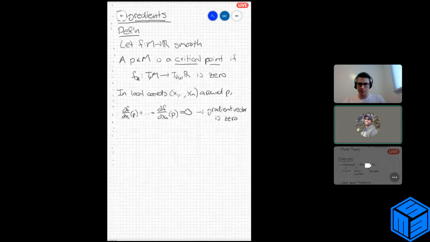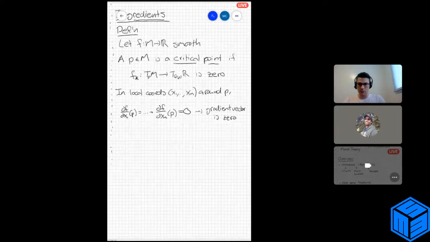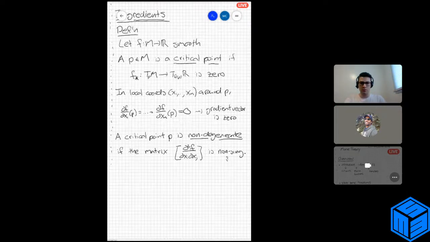So that is a critical point. We'll call a critical point non-degenerate if the matrix of partial second derivatives, also known as, at least in coordinates, a matrix representation of the Hessian, is non-singular. And by non-singular, of course, in terms of a matrix, I just mean that the determinant is non-zero.